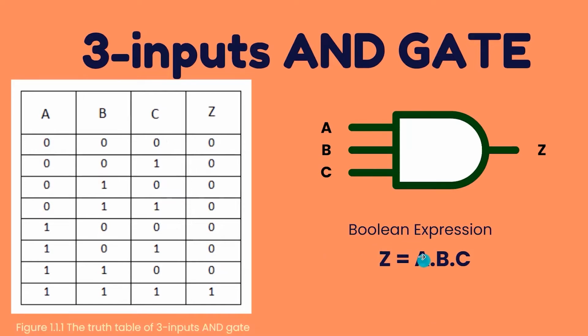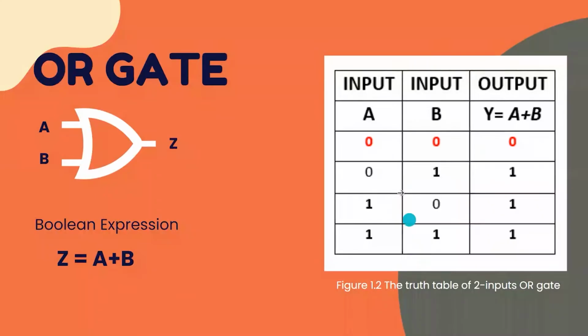Now let's move on to the next gate. This is the OR gate, and this is the symbol of the OR gate. A and B are the inputs of this gate and Z represents the output. The OR gate represents the addition operation, so the output is equal to the sum of all the inputs. Here the output is equal to A plus B, the sum of A and B.